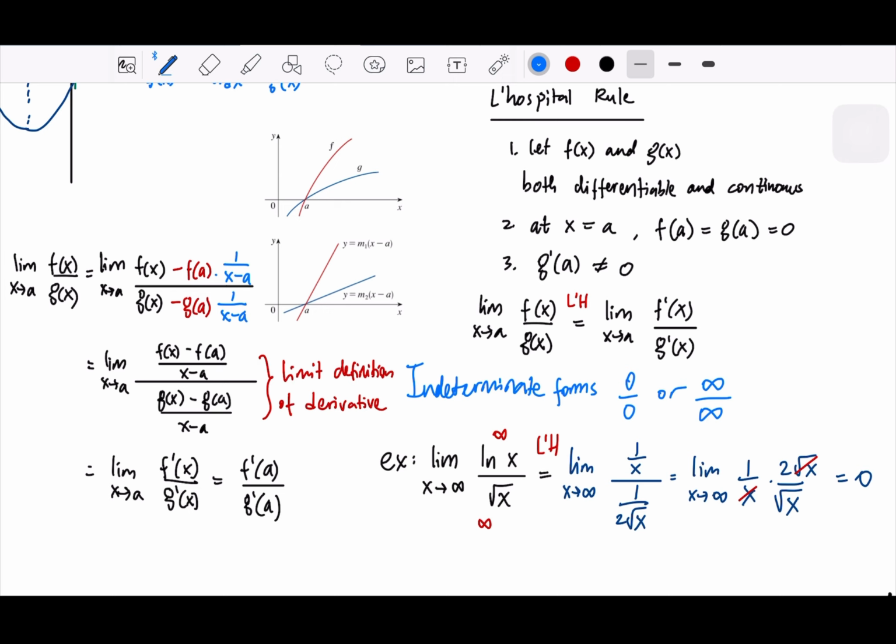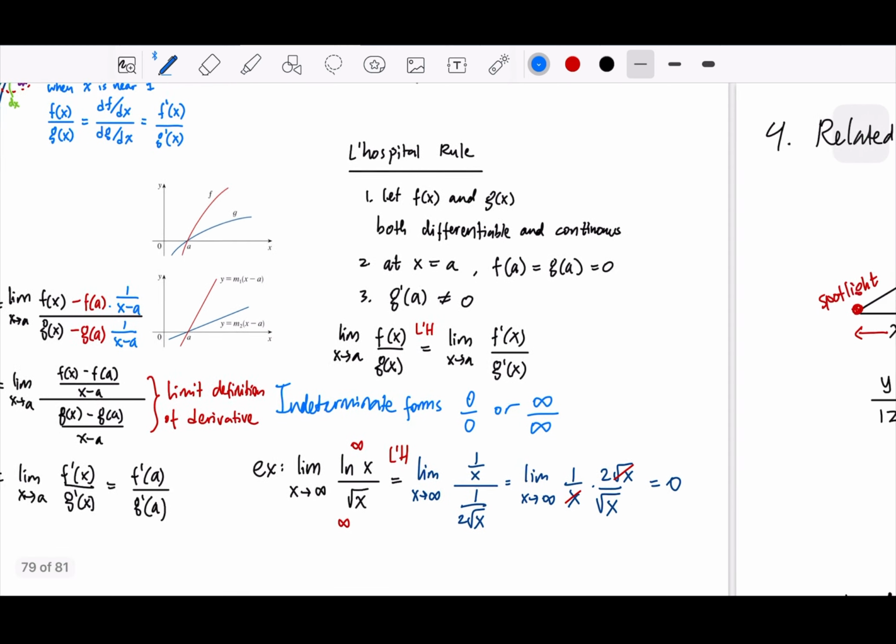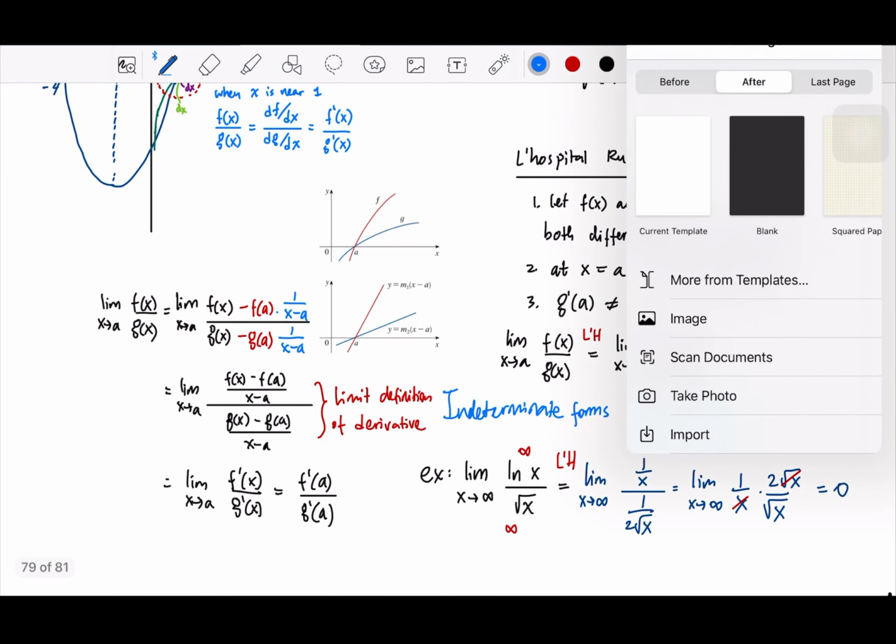I think I will go for one other case, and then the rest will be, I think, tomorrow. The next form is called the indeterminate products. This is when we have, for example, let me just give you an example.